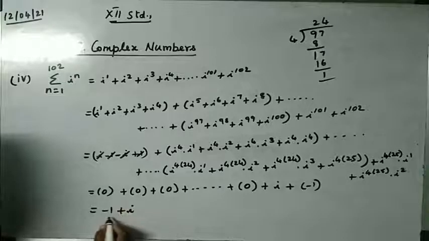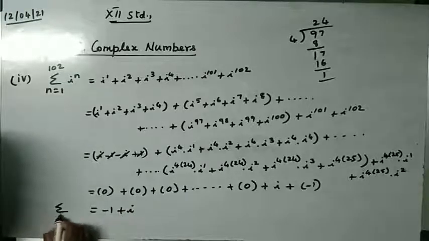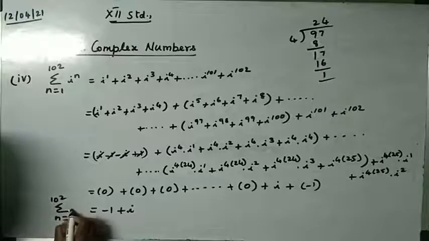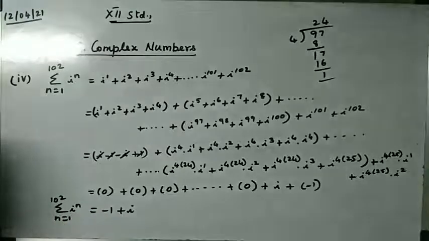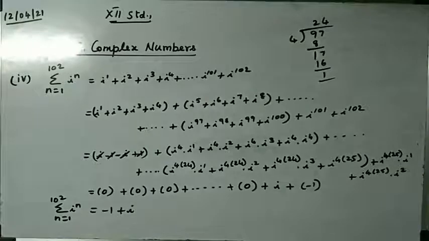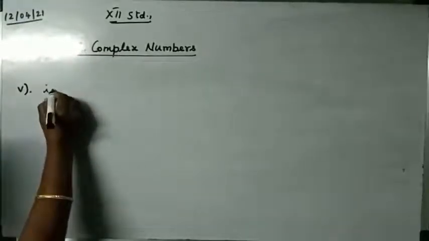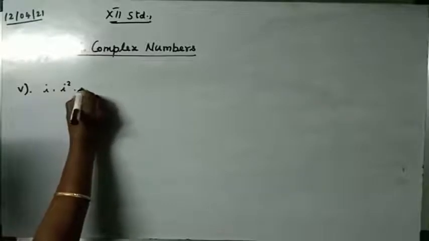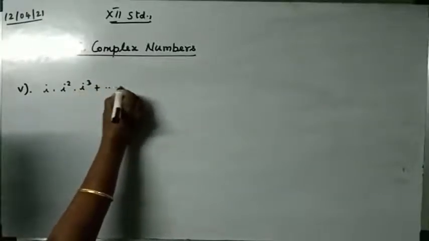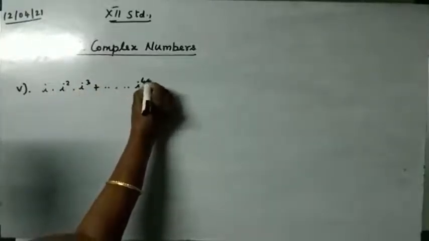So this is the complex number. Summation n is equal to 1 to 102 i power n is equal to -1 plus i is the answer. Then question number 5. Now the question is i into i square into i cube plus up to i power 40.